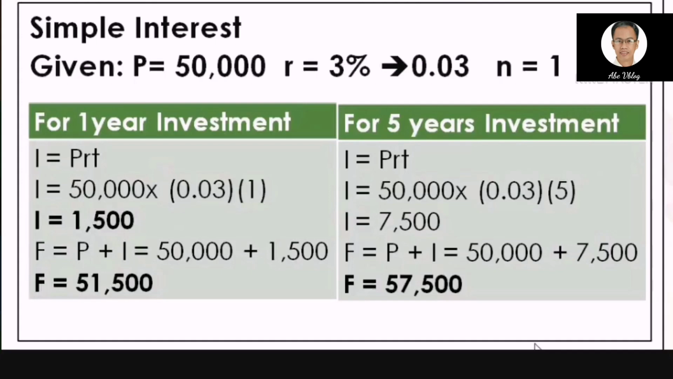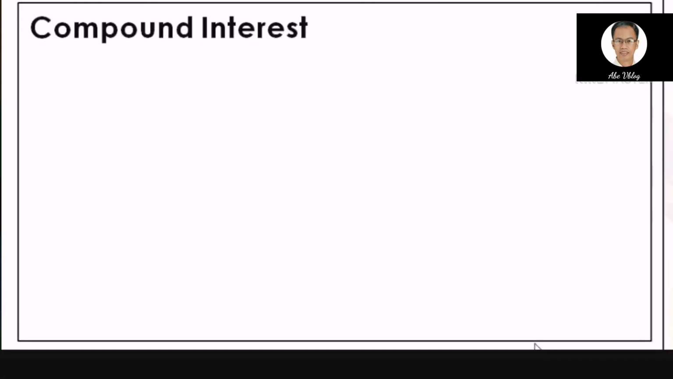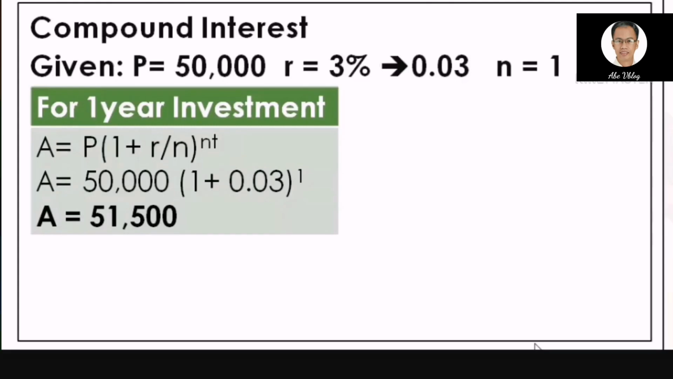Now let's go over to compound interest. For the compound interest, we also have the same givens. However, the formula of course is different from the simple interest. So we use the formula A is equal to P times (1 plus R over N) raised to NT. Then we substitute the given values. So 50,000 multiplied by (1 plus 0.03), then N is 1. So the value now would be 51,500 for the 1 year. So this is only for 1 year.